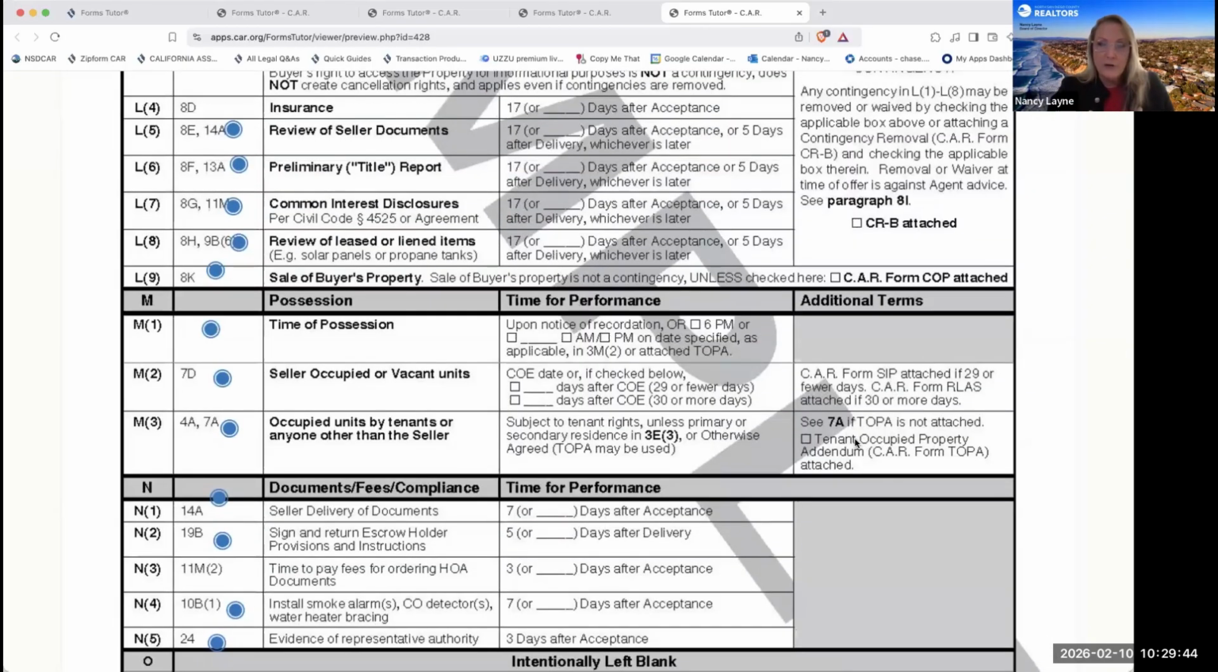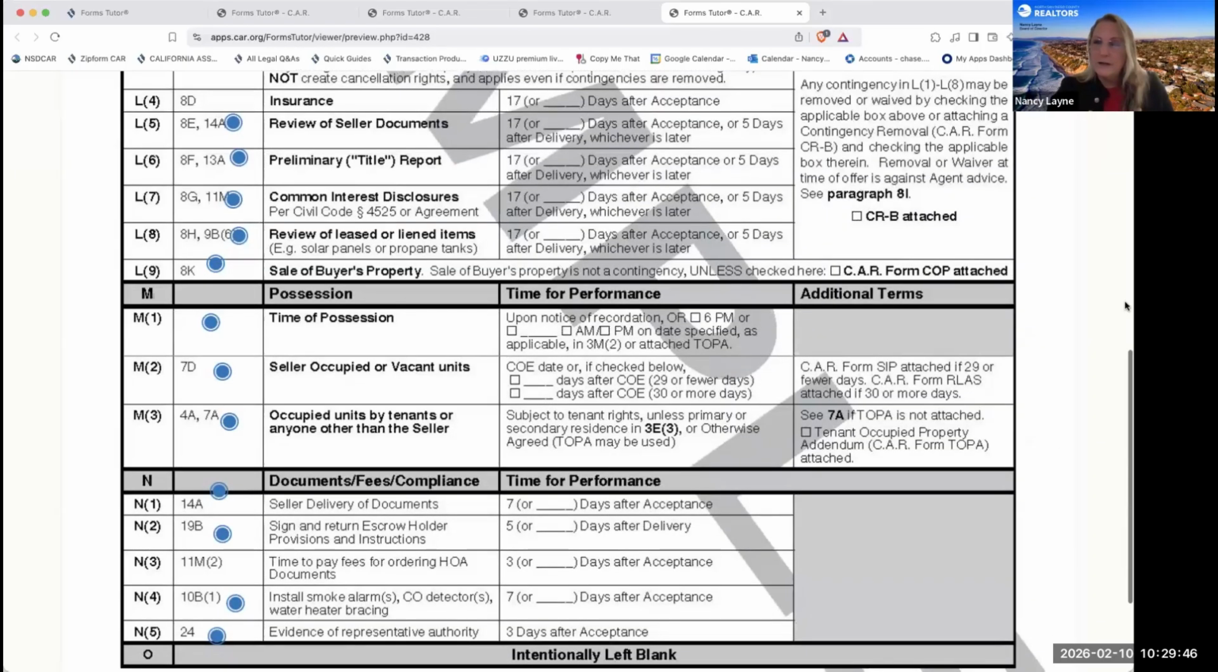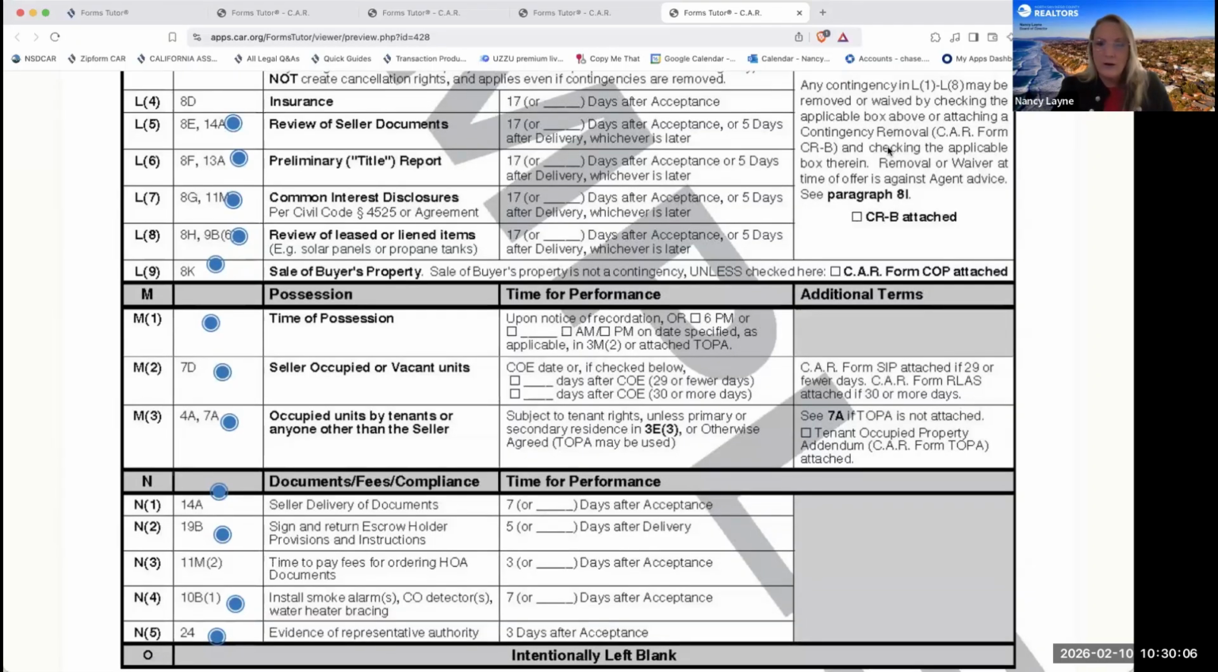Evidence of representative authority. So that's when you have a trust or an LLC or something like that. You want to make sure you have that paperwork. That signature page must match the name on the contract. If it does not, that's not the person that's signing. So you want to make sure that you have that clarified and that your buyer and or seller are aware that that is something that is required.